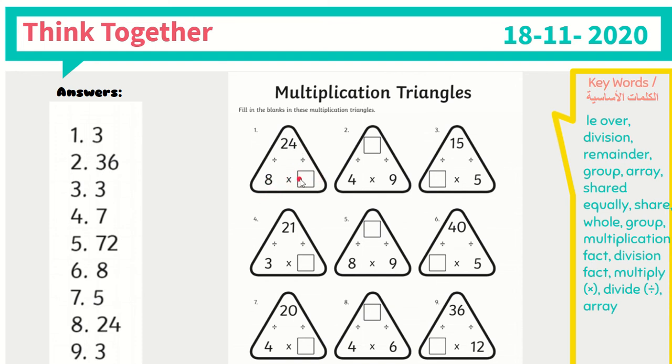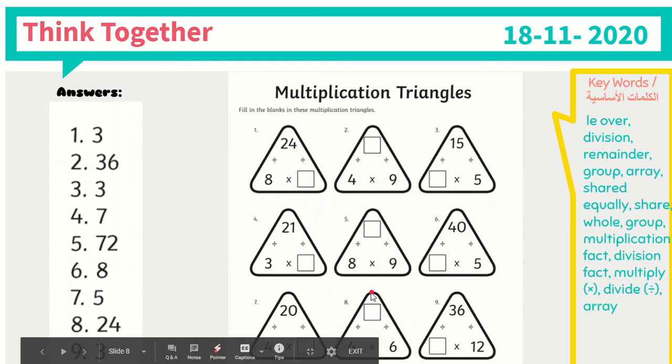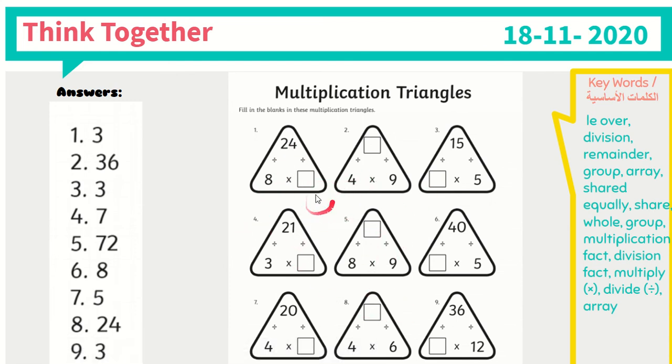It's 3. So we can say like this. 3 times 8 equal 24. 8 times 3 equal 24. 24 divided by 8 equal 3. 24 divided by 3 equal 8. Triangle fact families. Do the rest. And after you finish, compare your answers with the correct answers here.